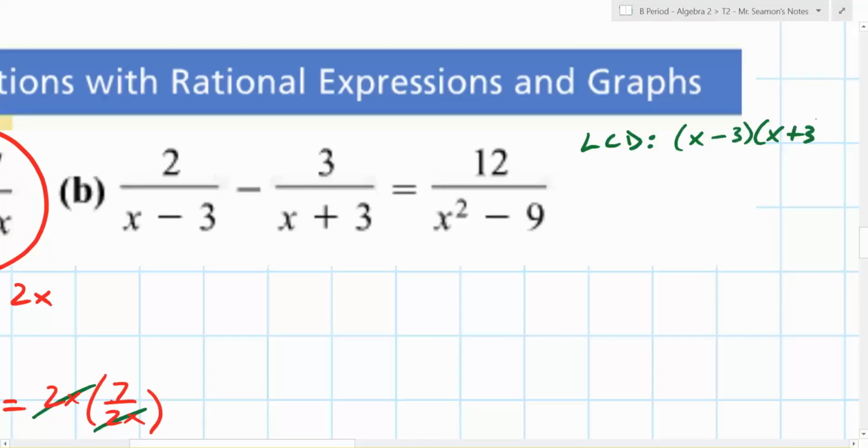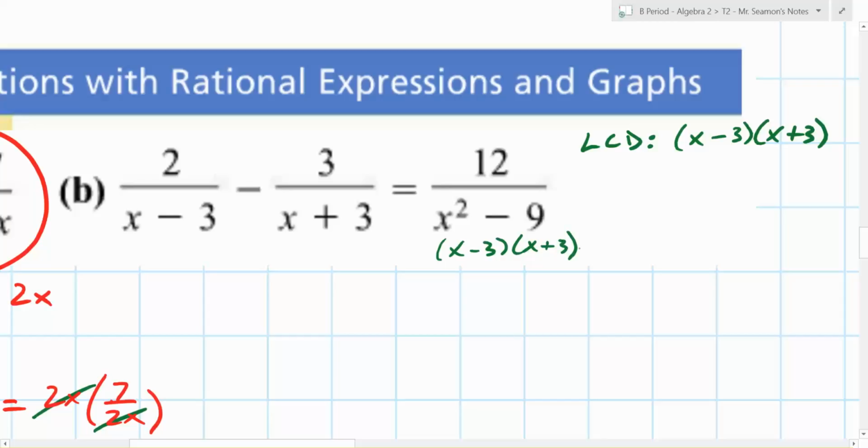Yes. When you have the choice, write the LCD in factored form because it's easier to cancel that way. It's easier to see because what is this factored right there? You already just told me: x minus 3, x plus 3. When you find the LCD, it's helpful to factor everything first. So that is the LCD.